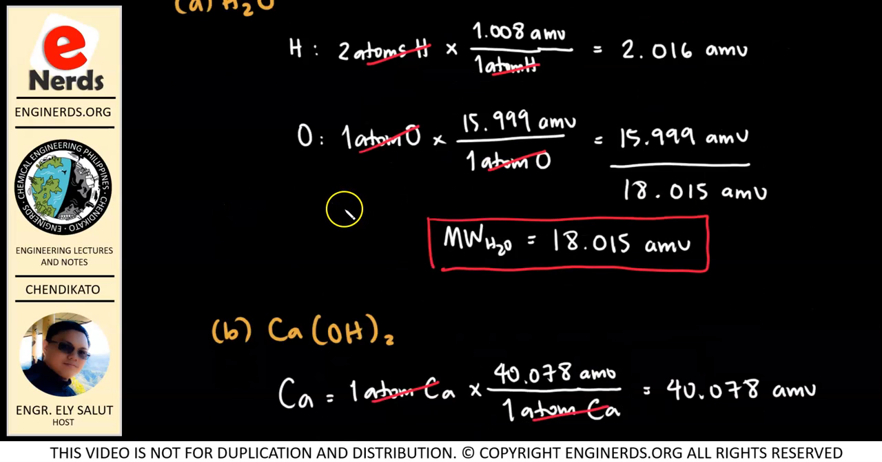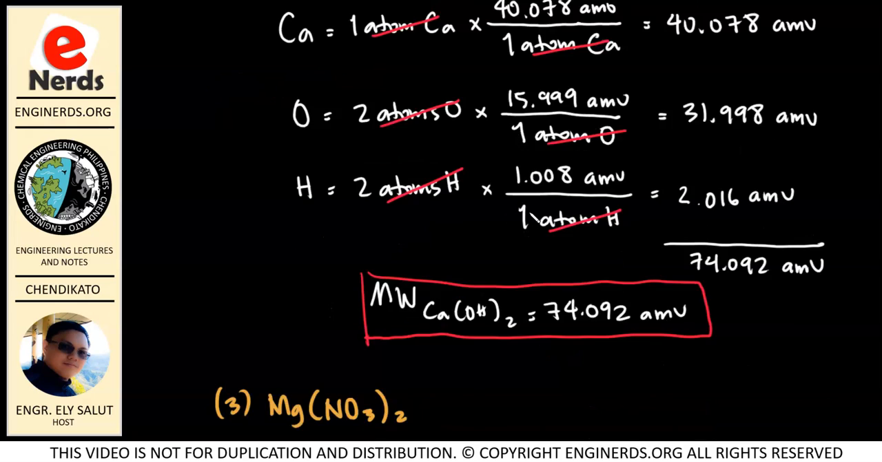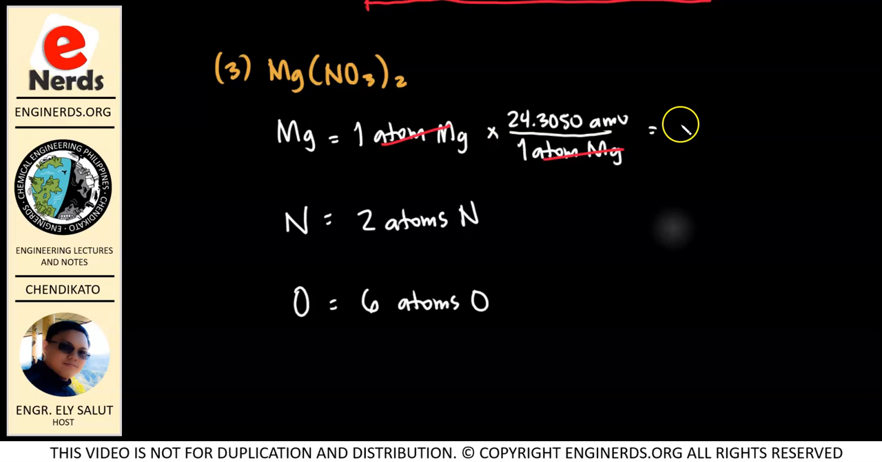For magnesium, as you can see, magnesium has an atomic weight of 24.3050 atomic mass unit for every 1 atom of magnesium. Okay? So, again, our unit for the atom of magnesium will be cancelled out. So, ang magiging answer natin dito will be 24.3050 atomic mass unit.